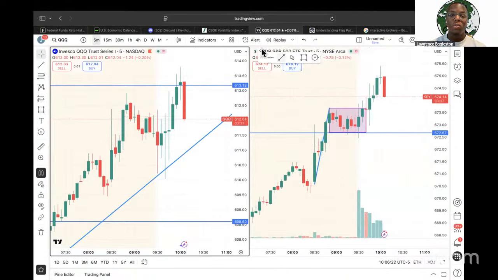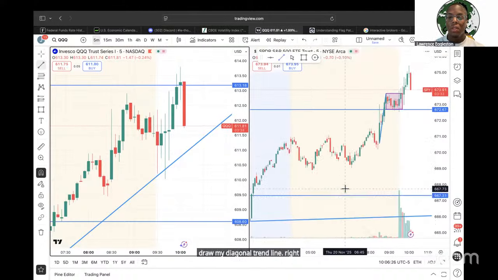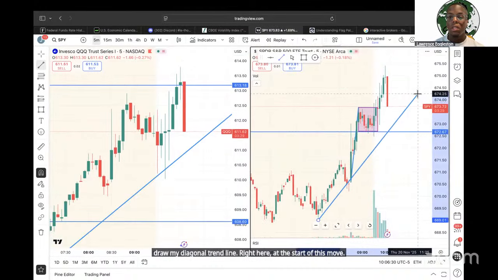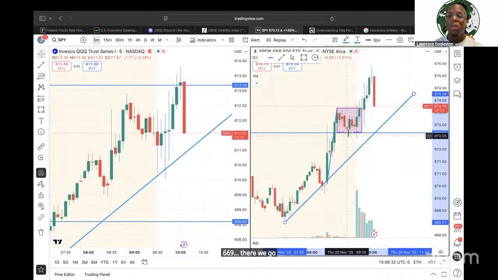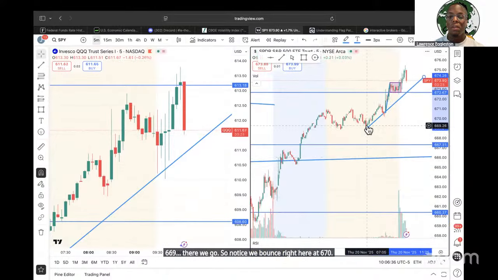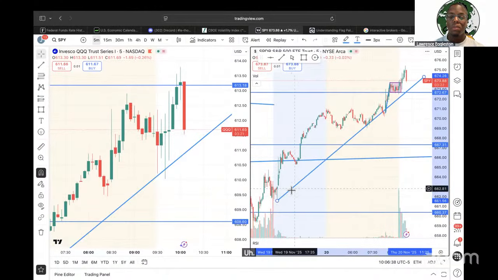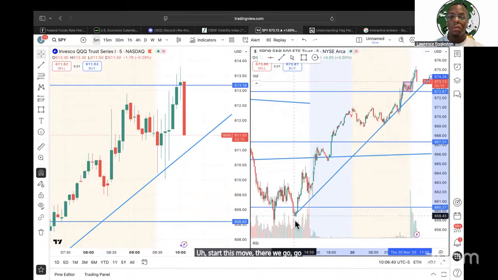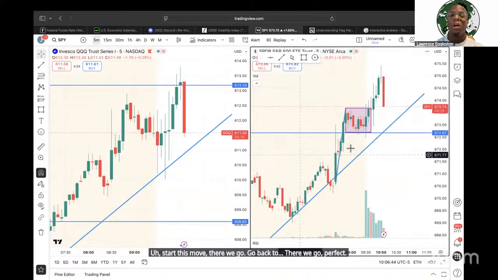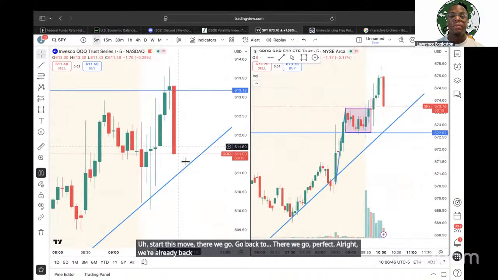Let me also draw my diagonal trend line right here at the start of this move. 669. There we go. So notice we bounce right here at 670. Start of this move. Go back in time. There we go. Perfect. All right, we're already back to 611. Just like that.